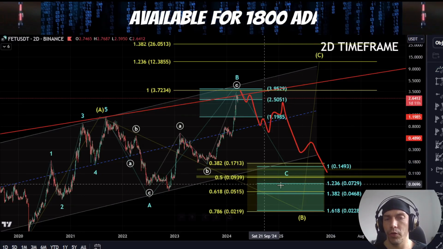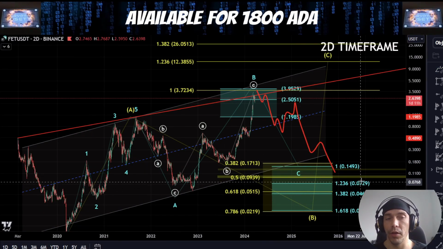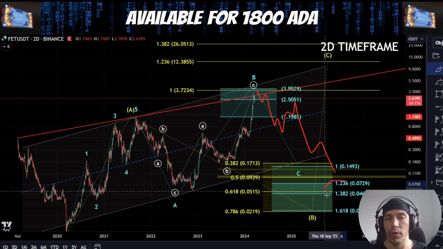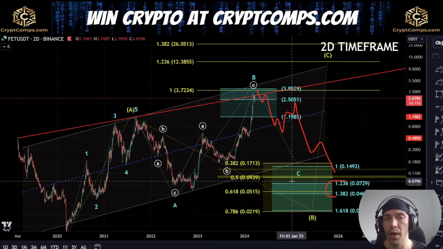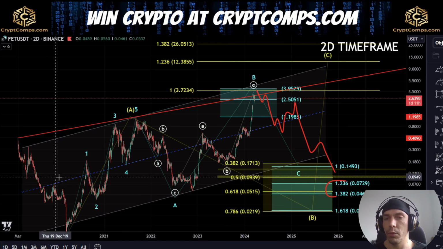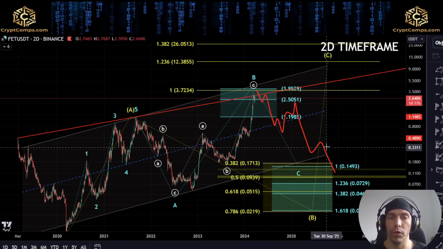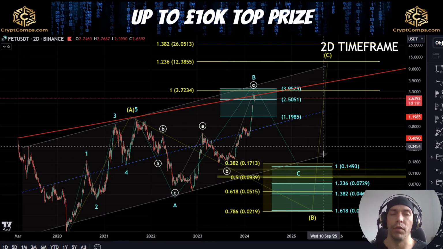However, if we do look to push down deeper here, I will also be paying attention here to this 1236 to this 1382, which is aligning quite nicely with this 0.618. And in between those zones, we have the 50%, which is an important psychological level. So going to be keeping an eye on that as well as a possible target.